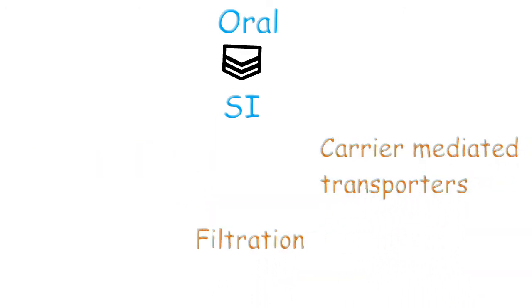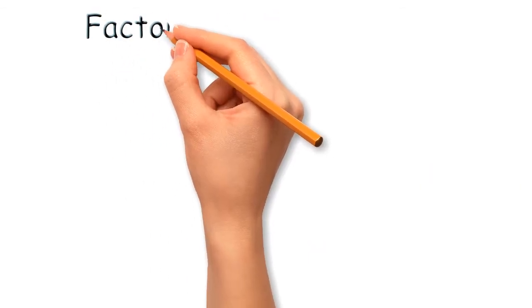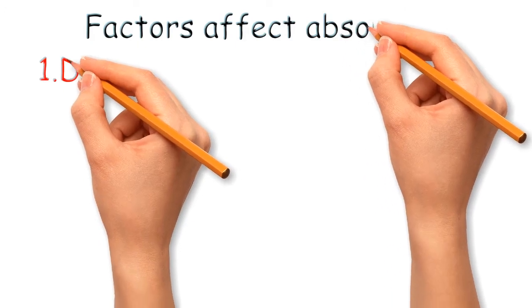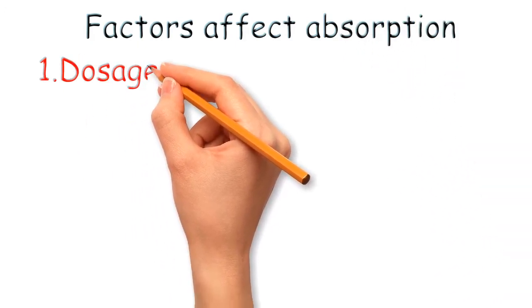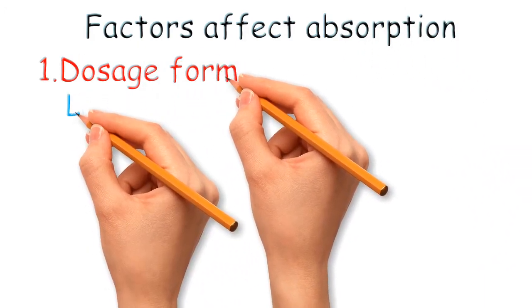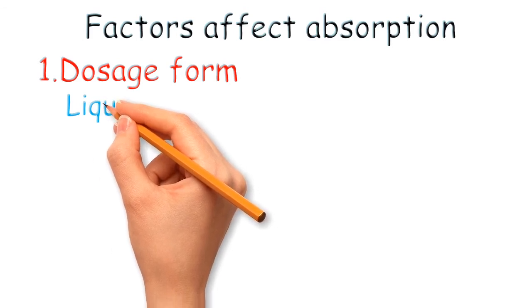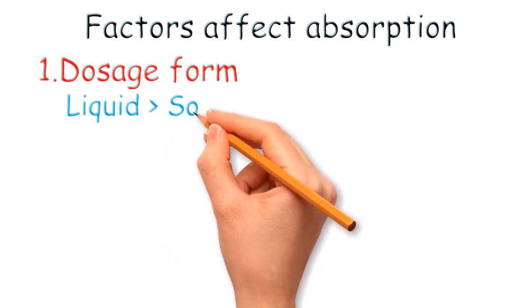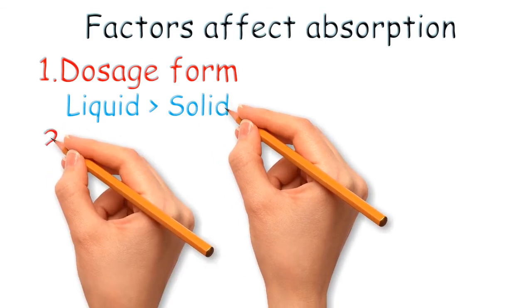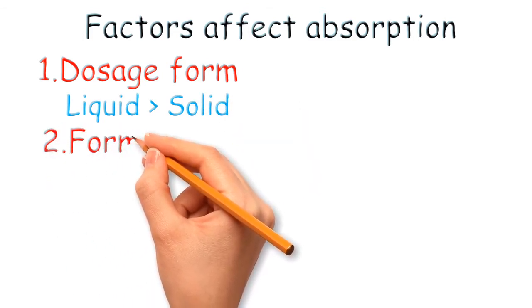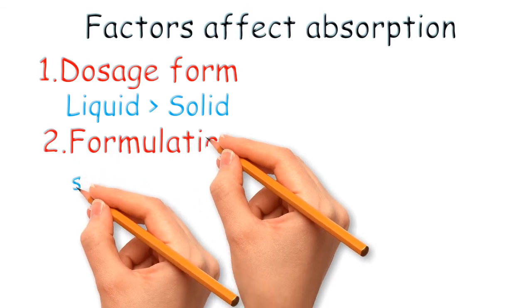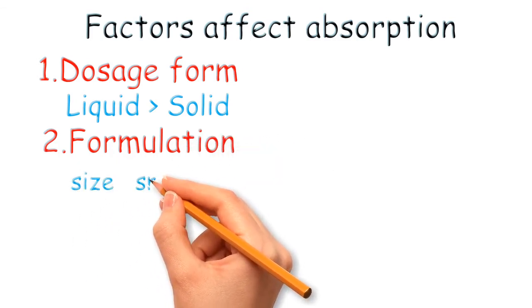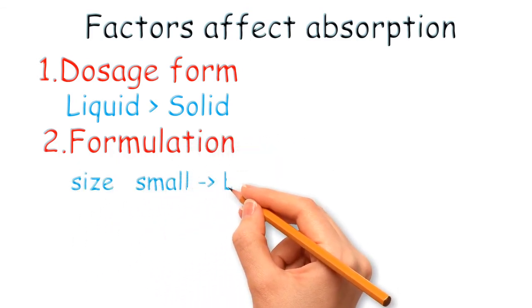Now let's look at the factors which affect drug absorption. Firstly, the dosage form of a drug is important. We all know that drugs which are in a liquid form are better absorbed than those in a solid form. So syrups are better absorbed than tablets. Formulation of a drug also has an impact on drug absorption. If the particle size is small, it is absorbed well.